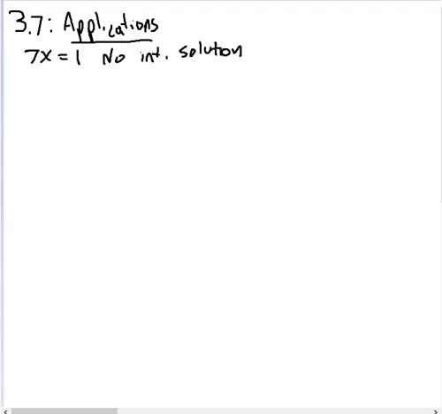However, what if I had the equation 7x is congruent to 1 mod 34? Well, this does actually have a solution. And I can see that the solution is 5, by inspection, like I can just guess at it. But let's say, why is it 5?